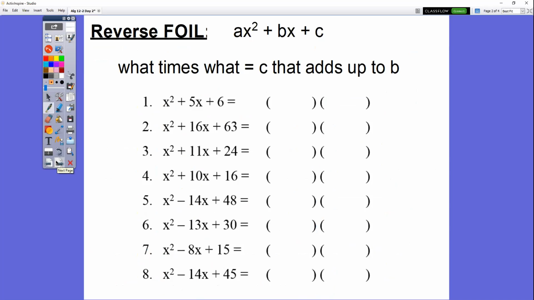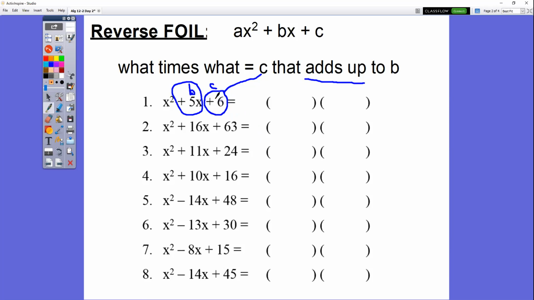All right. You're doing reverse FOIL. You're going to be given a trinomial like this, and you have to think about what times what equals your C value. So what times what equals that number at the end that adds up to your B value, which is right here. So in this first one, in question number 1, it would be what times what equals 6.